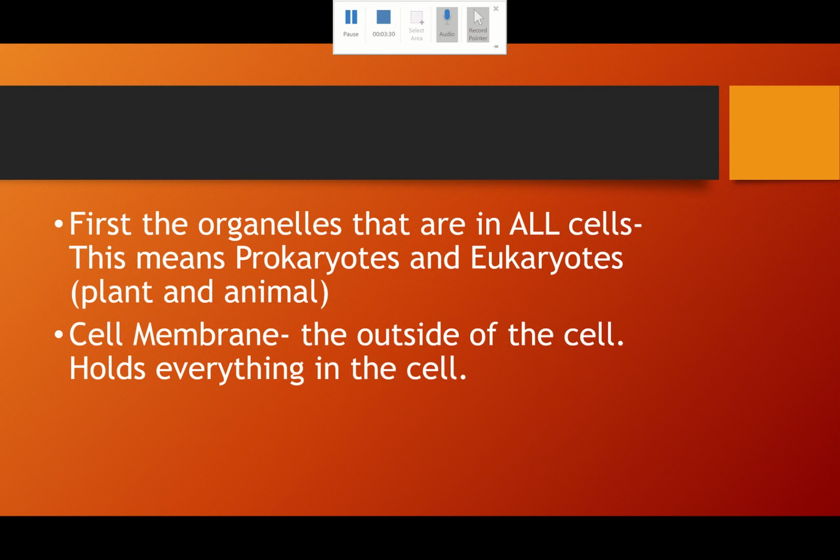So our first one is the cell membrane. The cell membrane is the outside of our cell, and it helps to keep everything inside the cell. It keeps everything in, and it protects our cell from all the things outside of it. You can see that an animal, a plant, and a prokaryotic cell have cell membranes. They don't all look exactly the same, but they all serve the same purpose. It is the outside, and it's going to hold everything in.